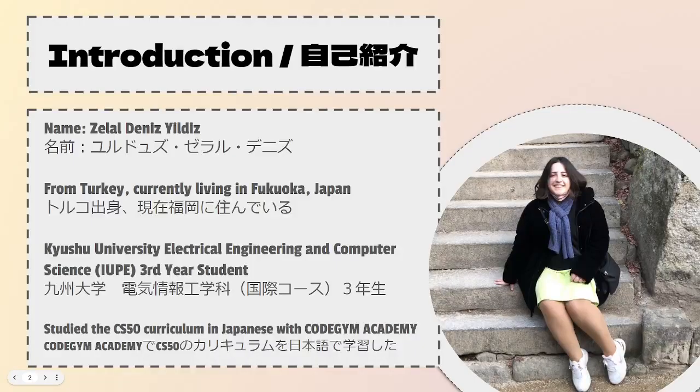So first of all, here's a brief introduction of myself along with a photo. Again, my name is Denise and I'm a third-year student in Kyushu University. I studied the CS50 curriculum in Japanese as a part of CODEGYM Academy.